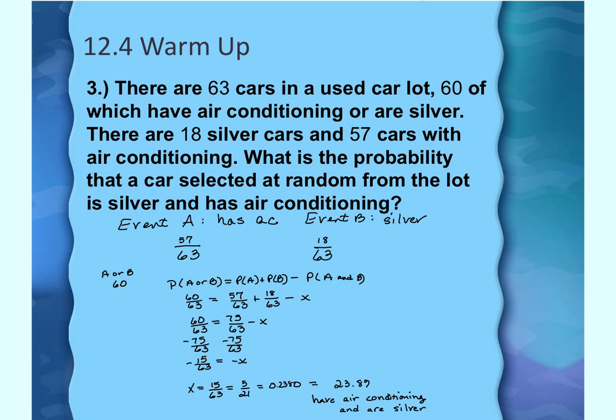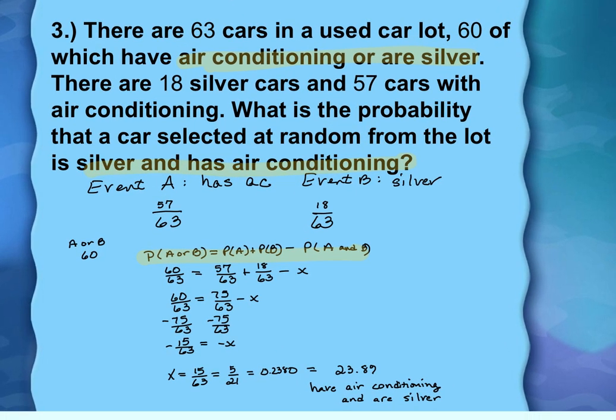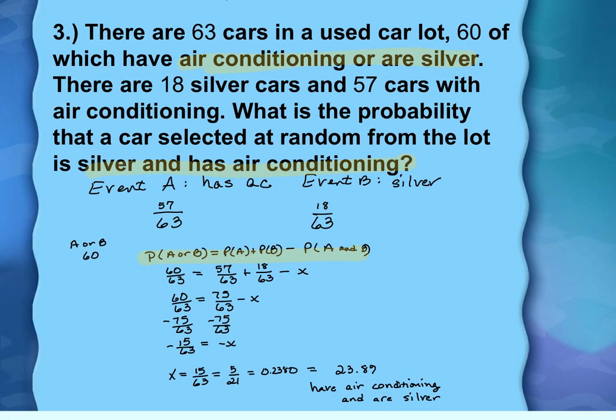All right, so it says there are 63 cars in a used car lot, 60 of which have air conditioning or are silver. So this is the or part of my statement. There are 18 silver and 57 with air conditioning. What's the probability that a car selected at random from the lot is silver and has air conditioning? So your or, this is your formula. The probability of A or B equals the probability of A plus the probability of B minus the probability of A and B.